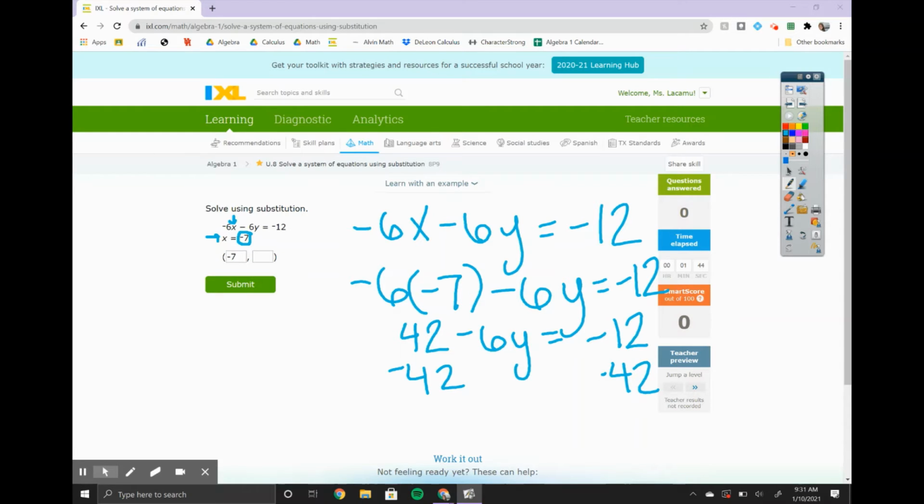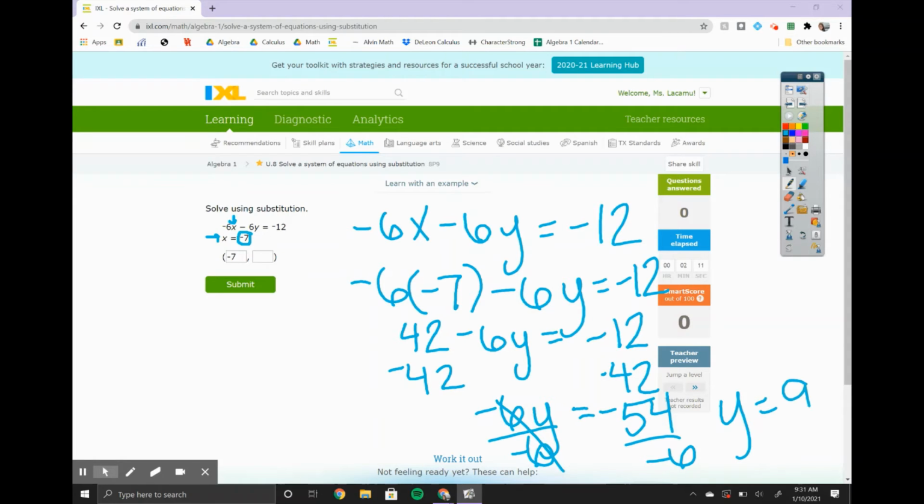So negative 12 minus 42 would be negative 54, which leaves us with negative 6y equals negative 54. Then to solve this for y, I just divide by a negative 6. And a negative divided by a negative would end up being y equals positive 9. Again, use a calculator to make sure you don't get it wrong just because you did the math wrong. So here we'd have a positive 9.